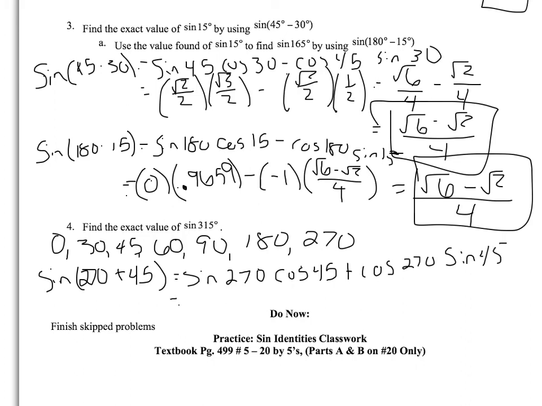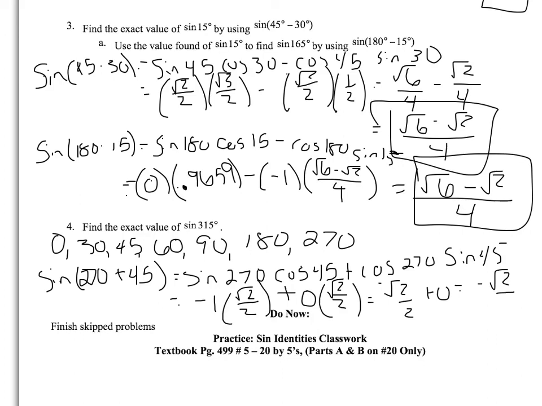Sine 270 is equal to negative 1. Cos 45 is radical 2 over 2. Cos 270 is 0. Sine 45 is radical 2 over 2. Negative 1 times radical 2 over 2 is negative radical 2 over 2. 0 times radical 2 over 2 is 0. So final answer is just negative radical 2 over 2. At this point, you can do the skipped problems.